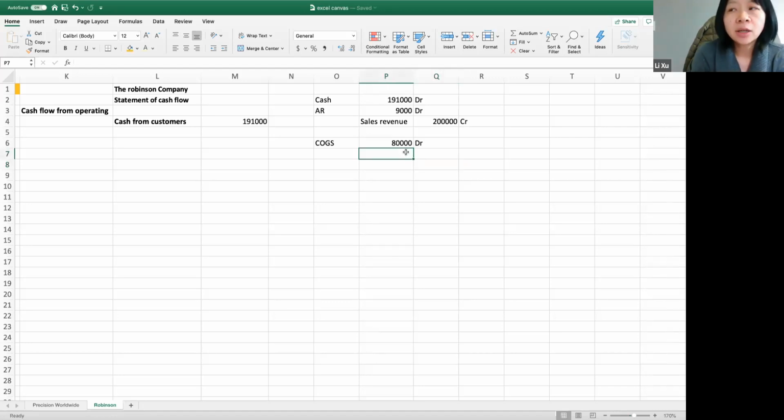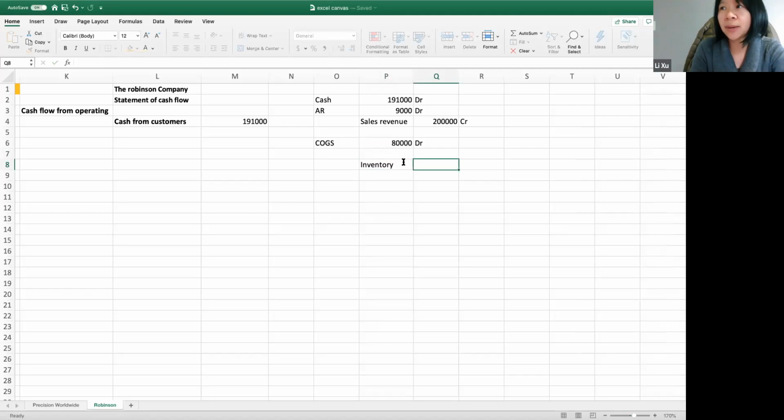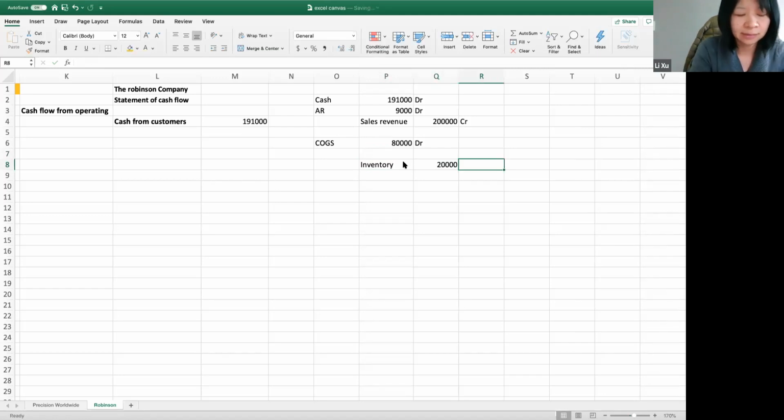So first we're going to look at the inventory account. So inventory account here, we have a decrease in inventory. When you have a decrease in inventory, we know what the normal balance is. It's going to be credit. Okay. Inventory decreased by 20,000. Okay.